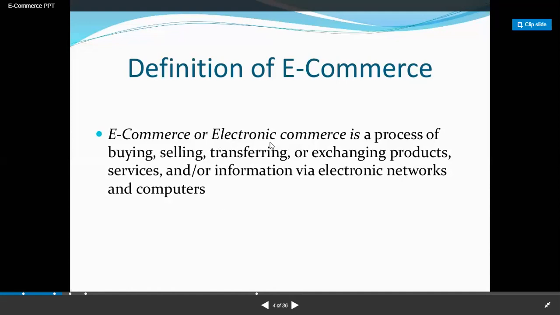Commerce itself is trade and aids to trade. So when we are doing trade and aids to trade electronically, it becomes e-commerce. So this is your definition. You will be writing it in your notebooks and you will be learning this definition.